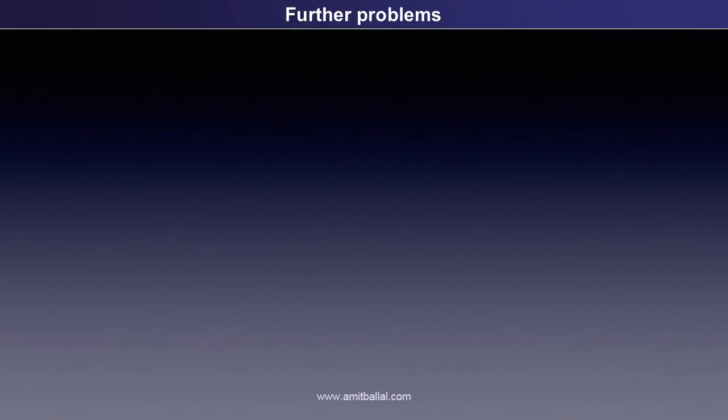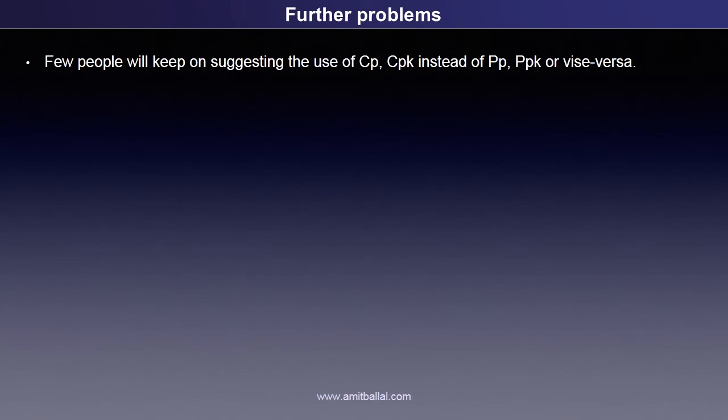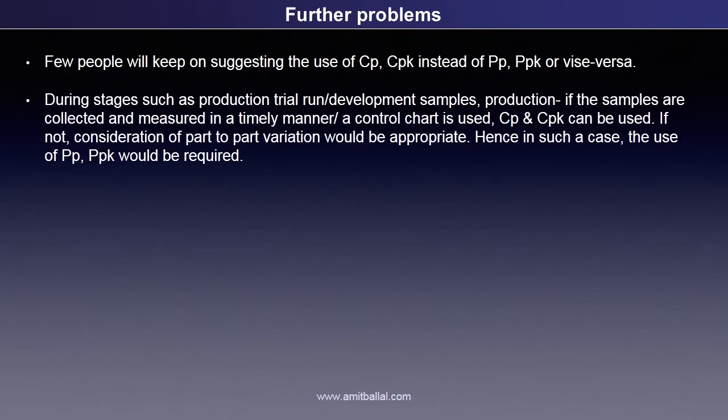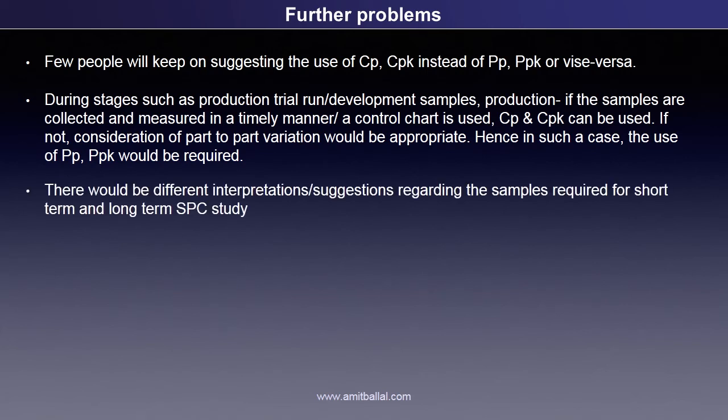Whatever be the case, you'll always face problems such as, few people will keep on suggesting the use of CP, CPK instead of PP, PPK or vice versa. During stages such as production trial run, development samples or production, if the samples are collected and measured in a timely manner or a control chart is used, CP and CPK can be used. If not, consideration of part-to-part variation would be appropriate. Hence, in such a case, the use of PP, PPK would be required. There would be different interpretations or suggestions regarding the number of samples required for short-term and long-term SPC study.